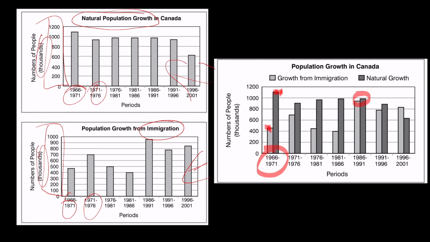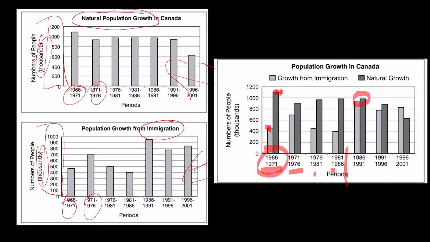Now, which components affected the total growth more in the first 20 years shown on the graph? So if I look here, from 1966, I'm going to 76, that's 10 years, and we're going to go all the way to 1986. So if I'm going to compare what had the biggest impact on the growth of Canada, was it natural growth or was it growth from immigration, I can compare those directly and I can see very quickly that it's natural growth.